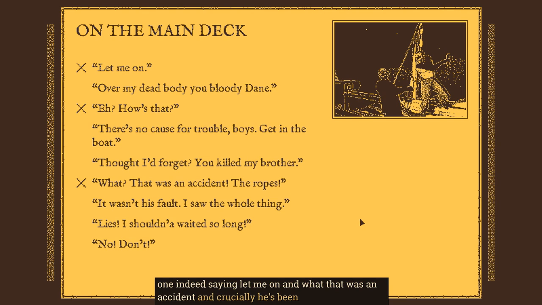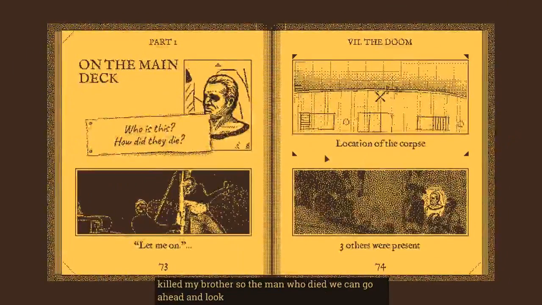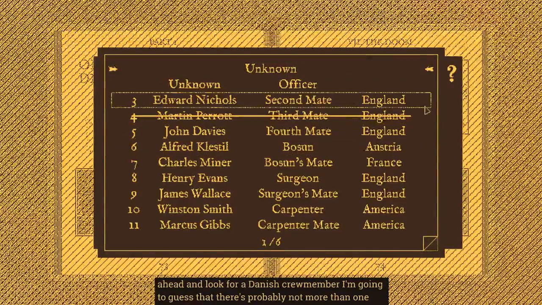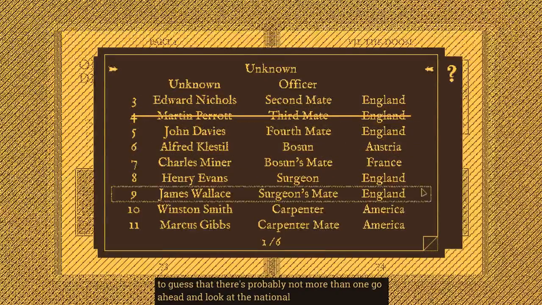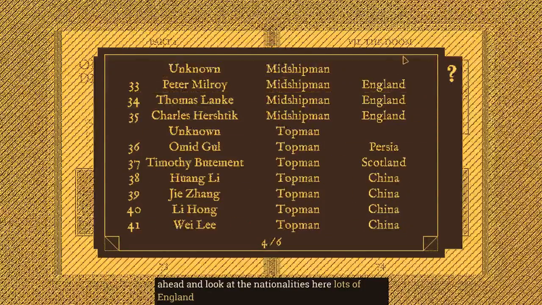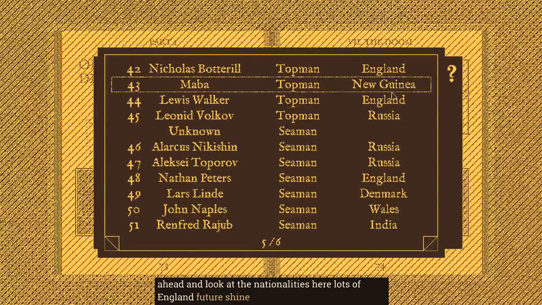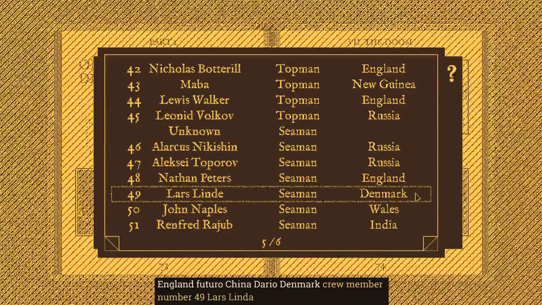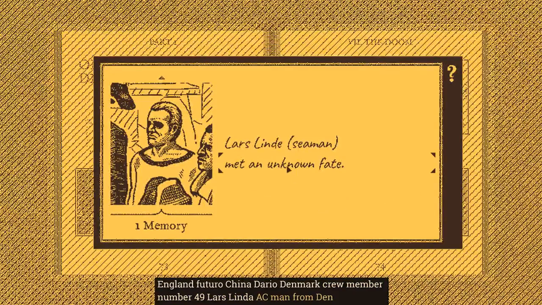And crucially, he's been called "you bloody Dane" by the man who killed him, as well as "you killed my brother." So for the man who died, we can go ahead and look for a Danish crew member. I'm going to guess that there's probably not more than one. I'm going to go ahead and look at the nationalities here. Lots of England. Few from China. There we go, Denmark. Crew member number 49, Lars Linde, a seaman from Denmark.